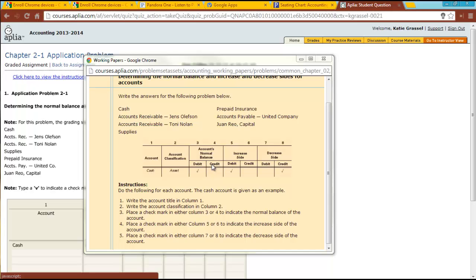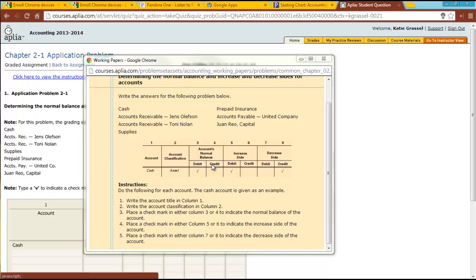We have 3 options for classification. What is it? Asset, liability, owner's equity. Those are your classifications. It's important that you understand accounts are classified based on where they go on the accounting equation. So first thing you do is you write your account title. Then you have to type in the classification of either asset, liability, or owner's equity.